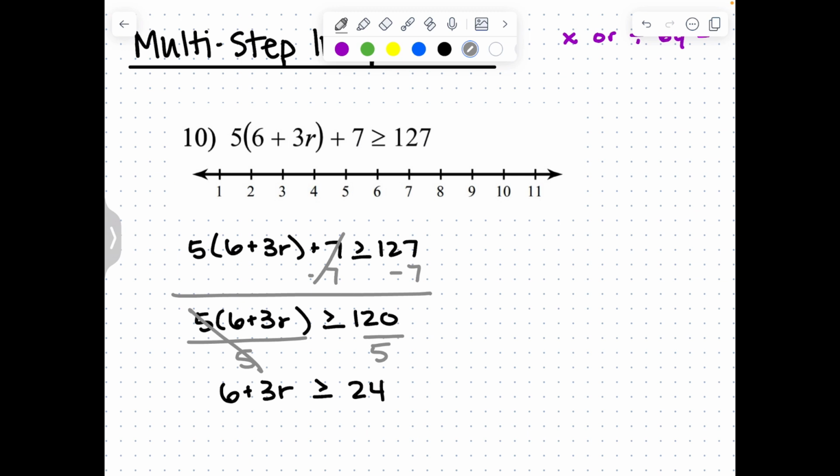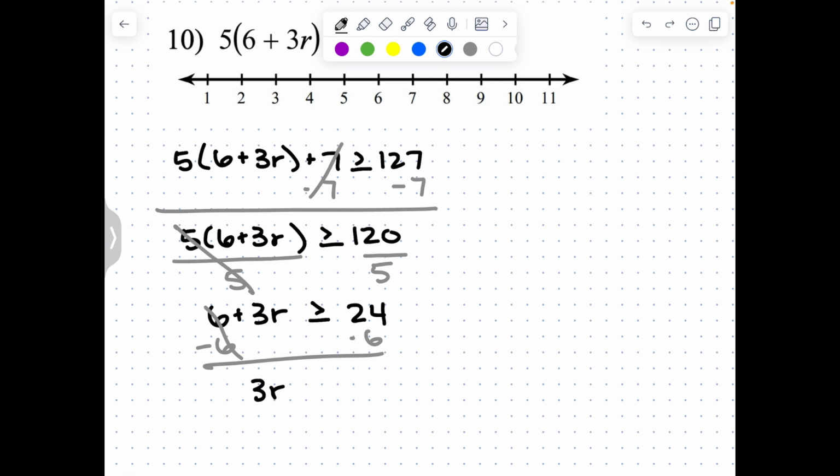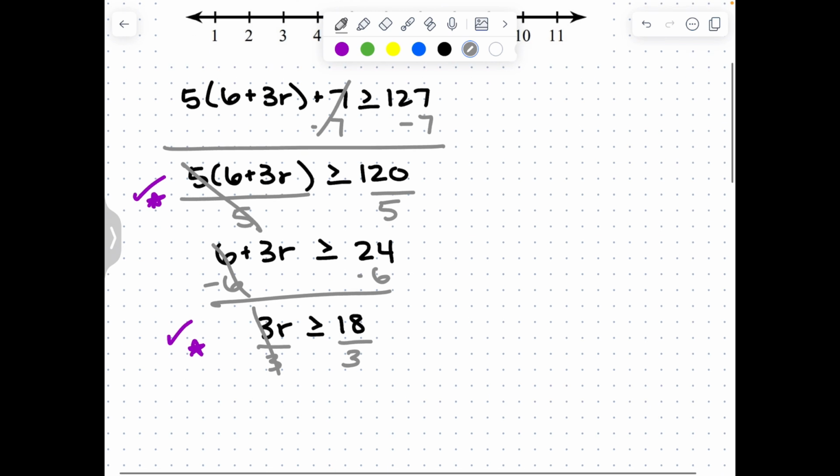And now we can subtract the 6. And we get 3r is greater than or equal to 18. We'll divide by 3. Now here's where we need to be careful again. We did a dividing step here and a dividing step here, but none of them were negative. We divided by a positive 5 and now we're dividing by a positive 3. So we're good. We don't need to flip the inequality sign. Just always remember to double check that. So then we get r greater than or equal to 6.